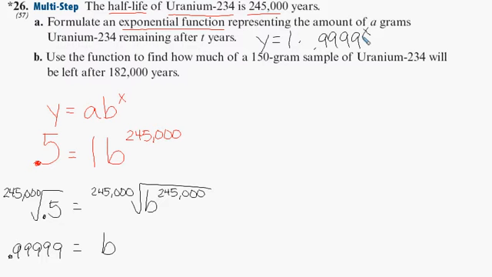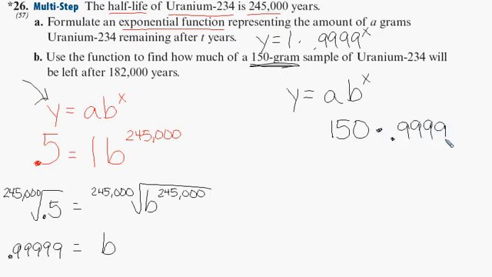Now we need to use that function to find out how much of a 150-gram sample will be left after 182,000 years. Remember, it's decaying, so the y value we would expect would be less. So we have y equals a b to the x power. In this case we have 150 as our initial amount. We know that our b value is 0.9999 to the what power? It's 182,000 years. And we want to know how much is left after that time frame.